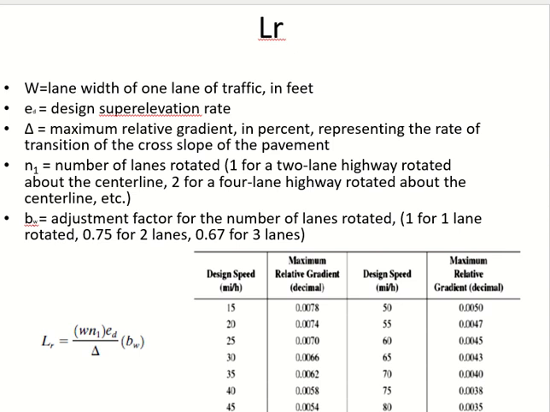And then the last thing is this delta, which comes from this table. What is this delta? It is the maximum relative gradient, meaning the change in gradient. It was normal, and now you are making a super elevation, so this is a change. Maximum delta is the maximum change you can make. So W, N1 and BW depend upon the road, while ED and delta depend upon the design. ED is the design super elevation, and delta depends upon your design speed.